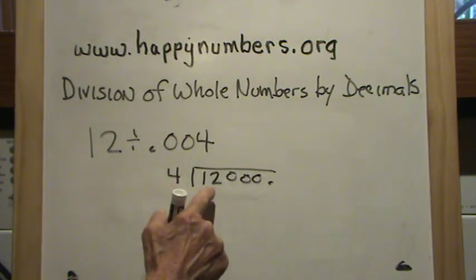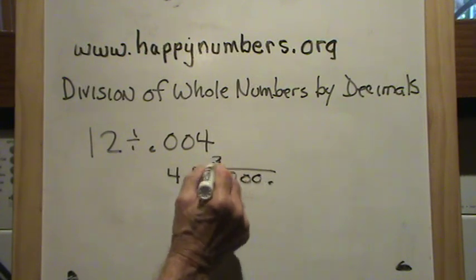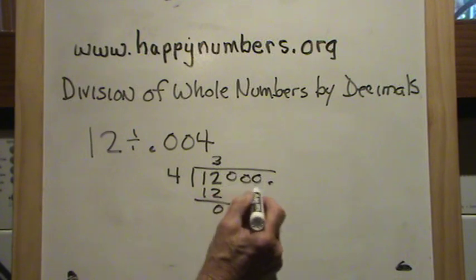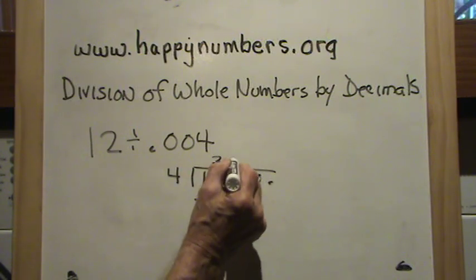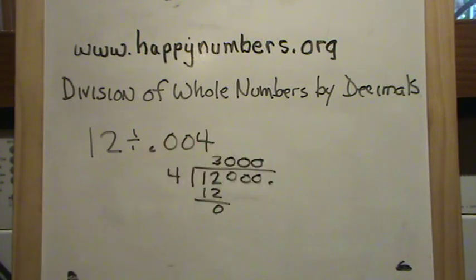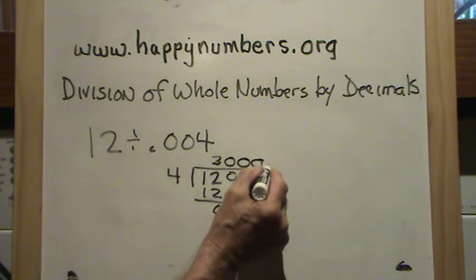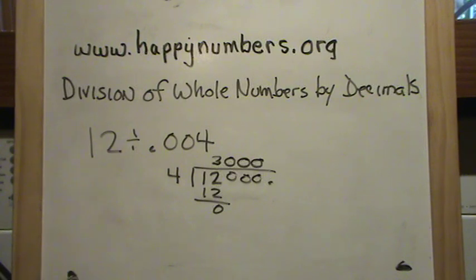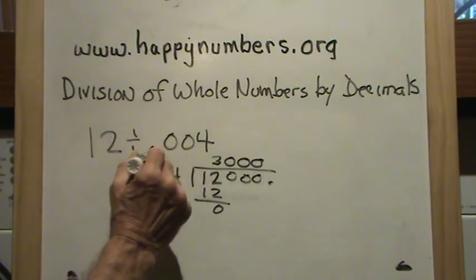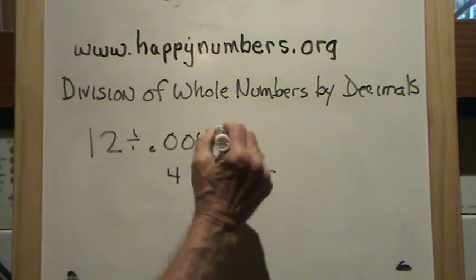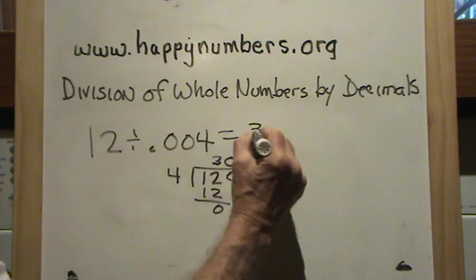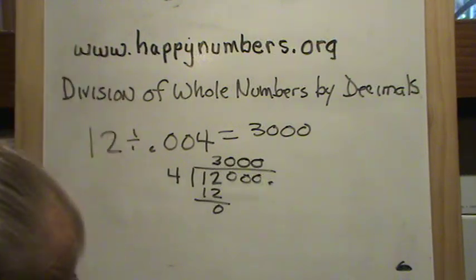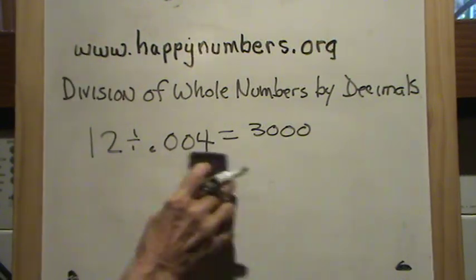Then I just do the division. 4 goes into 12 3 times. 3 times 4 is 12. I get 0. And these are all zeros, so 4 goes into them 0 times. Now, the decimal point would go here, but since this is a whole number, we don't put the decimal point here. So 12 divided by 4 thousandths is equal to 3 thousand.